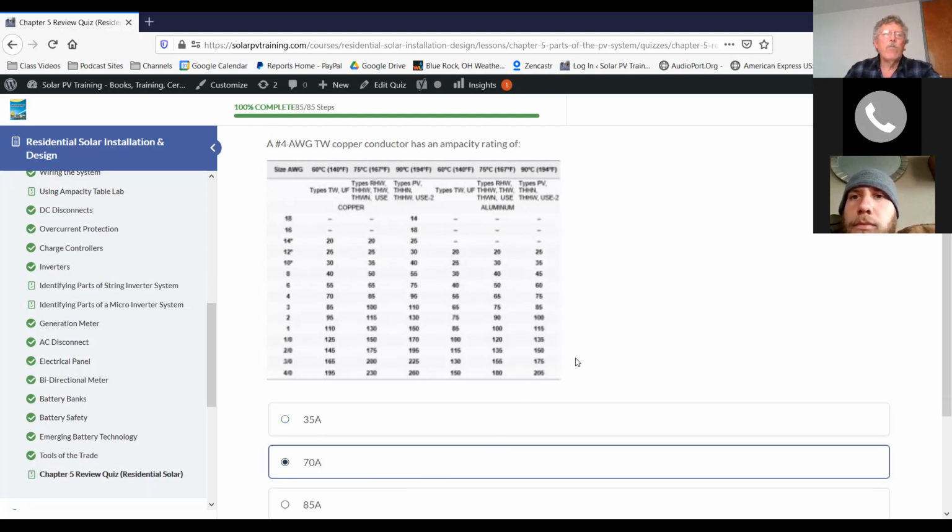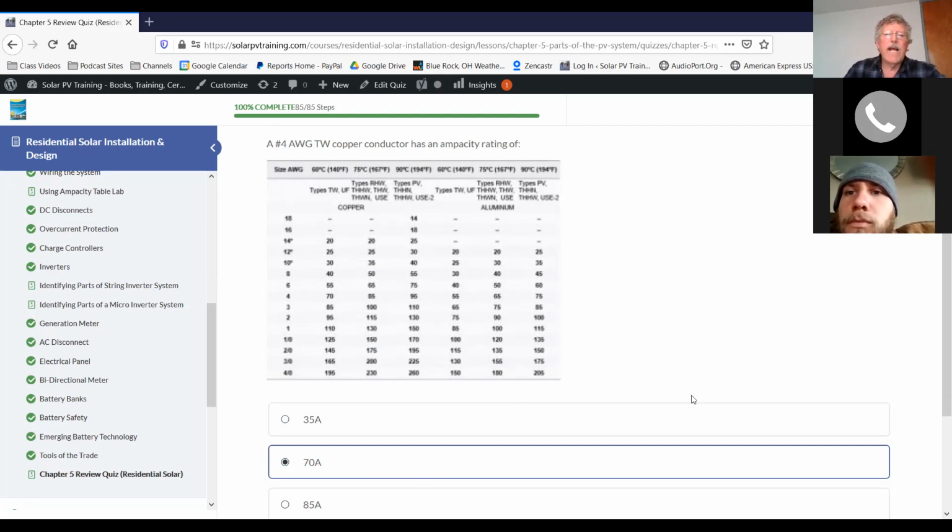So it's really just a way to learn how to use the tables. If I had said, what is the rating of a THHN wire, 4 gauge, I would come out here to column 3 because THHN's here, and it would have a rating of 95 amps. So higher heat wire has better ampacity rating at higher temperatures.